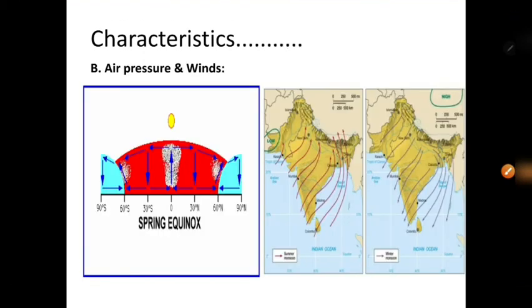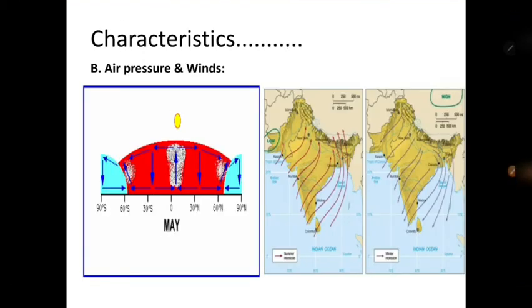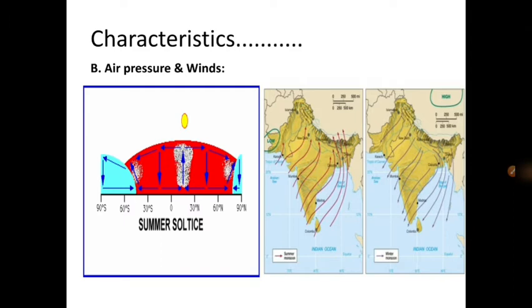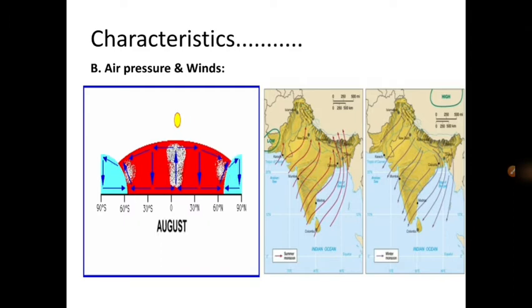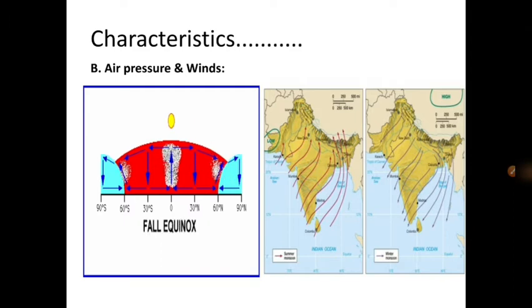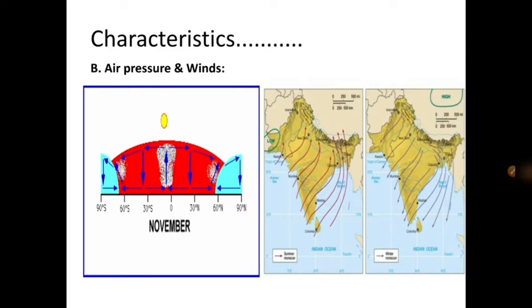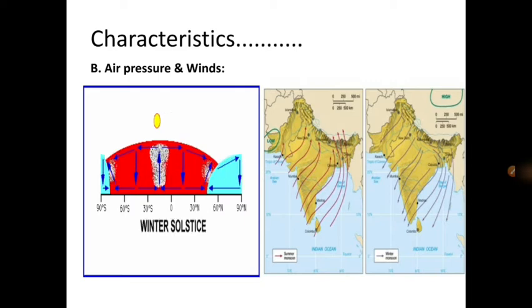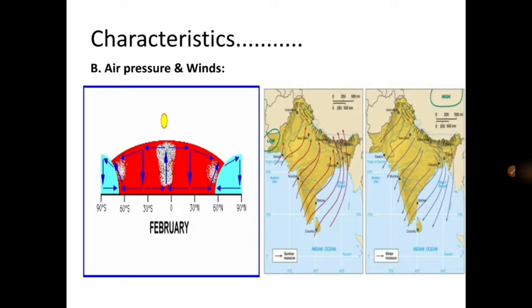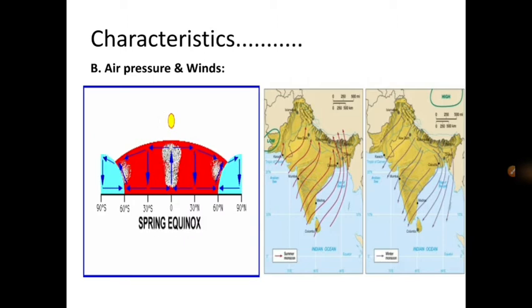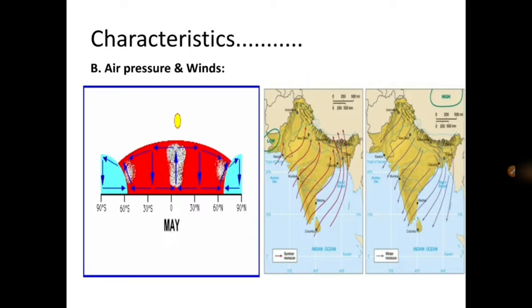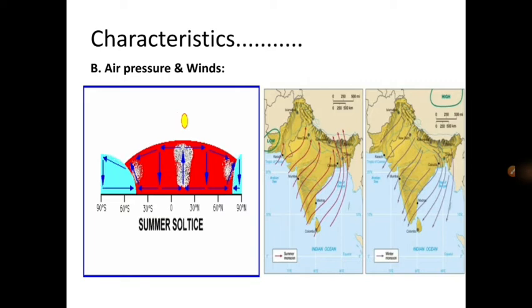Now, the second characteristic is air pressure and winds. Monsoon areas experience alternate high and low pressure during summer and winter. This shifting of pressure belts causes a complete reversal of wind pattern.